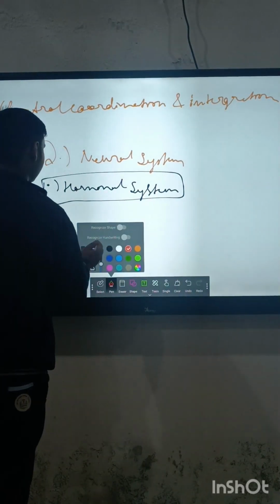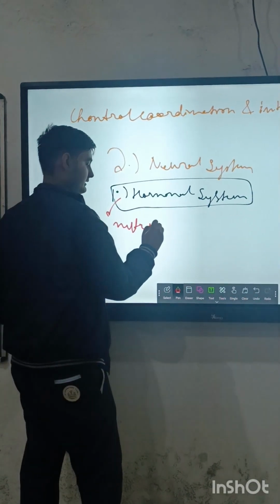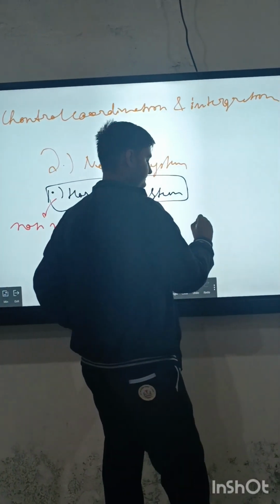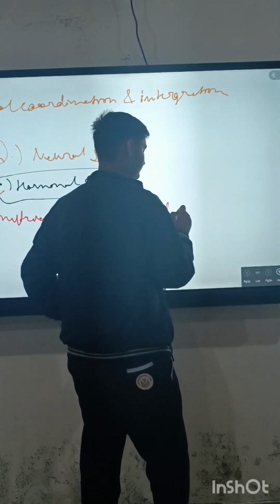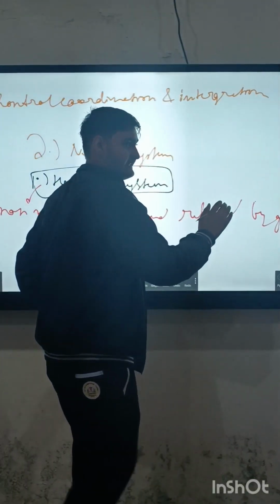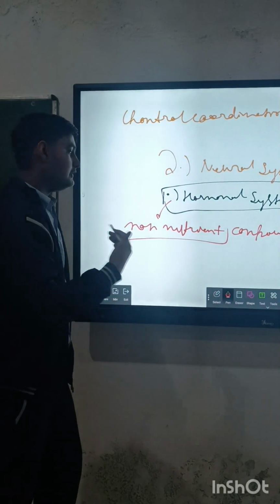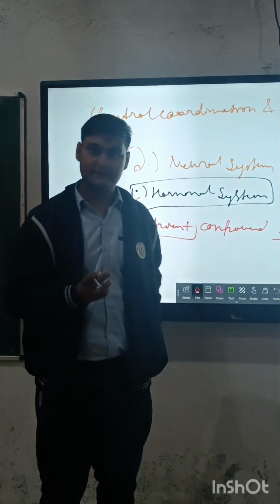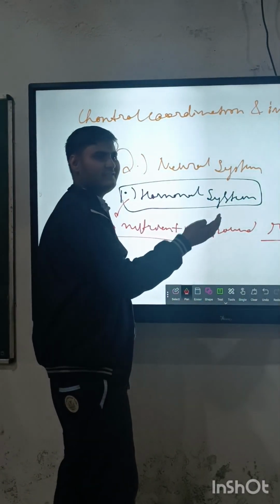Hormones are non-nutrient compounds released by glands. Non-nutrients means they do not provide any kind of nutrition to the target cell or organ, but they are released from glands. In our body there are three types of glands: exocrine gland, endocrine gland and heterocrine gland. Further we discuss these glands.